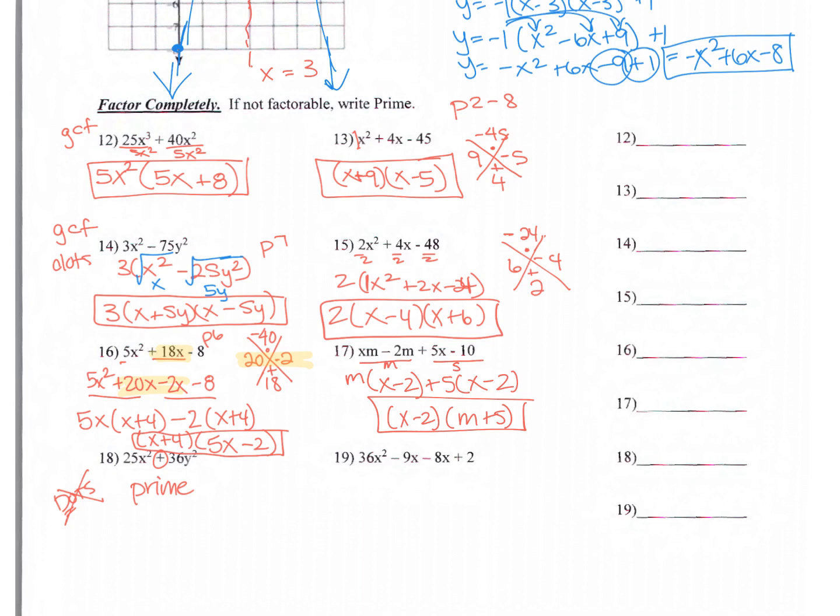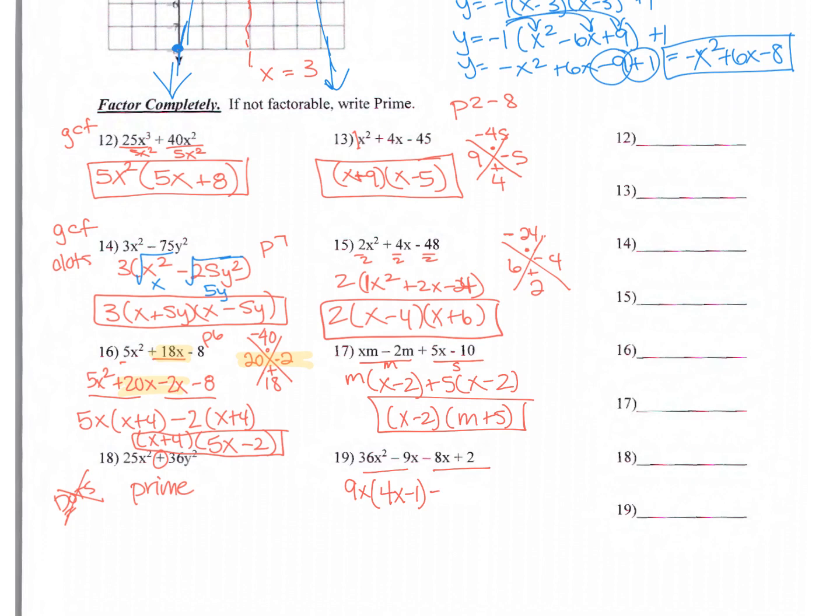And number 19 has 4 terms. We're going to underline first 2 and last 2. The first ones have multiple common factors, but I'm going to use their greatest common factor, which is a 9x. I'm going to divide both terms by 9x. 36 divided by 9 is 4. X squared divided by x is just an x to the first. Negative 9 divided by 9 is negative 1. And x divided by x is 1. So I'd get 4x minus 1.